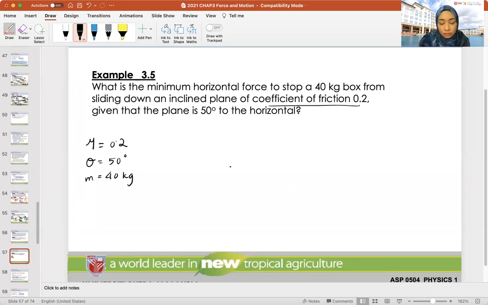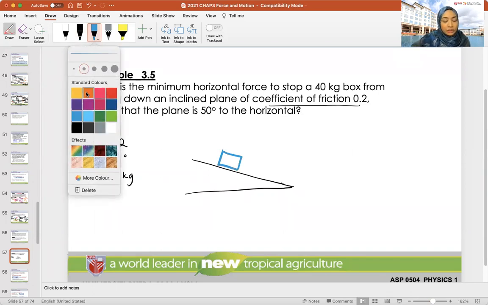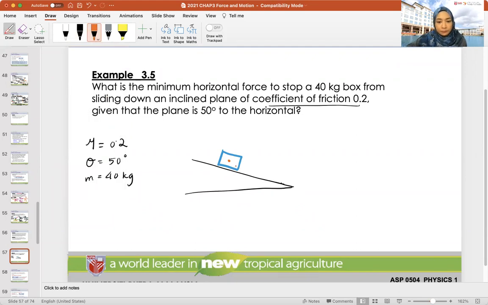Okay. Tak apa, kita lukis dulu. Saya tak dapat gambarkan lagi. Okay. So box. Okay, let's draw a free body diagram as usual. Center point. We have our mg. Motion is going to have a tendency to go down. Therefore, this is our x-axis. This is our y-axis. Always parallel and perpendicular to the tendency of motion ataupun the motion.